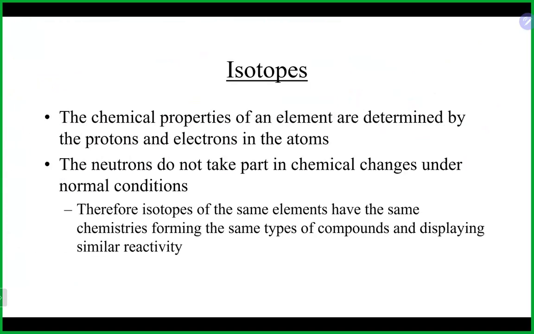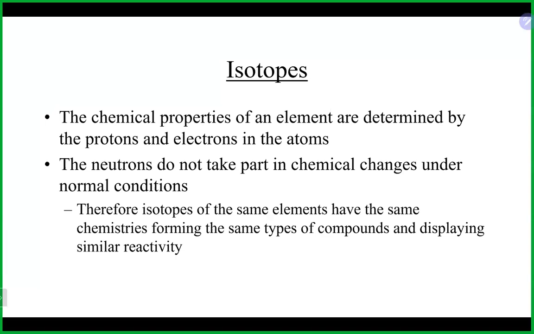So as we've been talking about, the chemical properties of elements are determined by the protons and the electrons in the atom. Under normal chemical reactions, neutrons are not involved at all. Really, it's just the electrons. So one of the nice things about isotopes is you could have a radioactive isotope of a particular element, and it would do the same chemistry as the non-radioactive version.